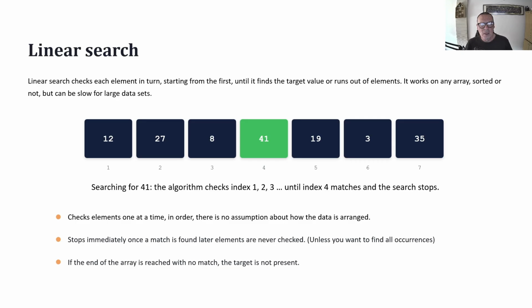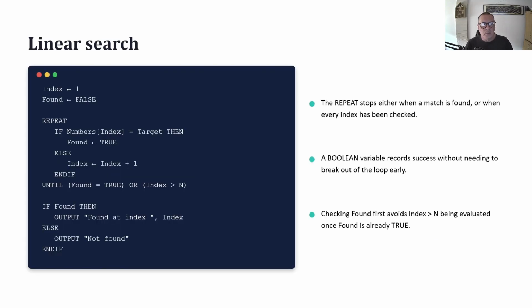So the linear search checks elements one at a time in order, and there's no assumption about how the data is arranged. It can stop immediately once a match is found and not check the remaining elements. The only exception to that is if you actually want to find all of the occurrences of the number, so then you can carry on. So for example, you might be counting how many occurrences of the number 41 there are. And then if you get to the end of the array with no match, we know for sure that the target is not present. So in pseudocode it would look like this.